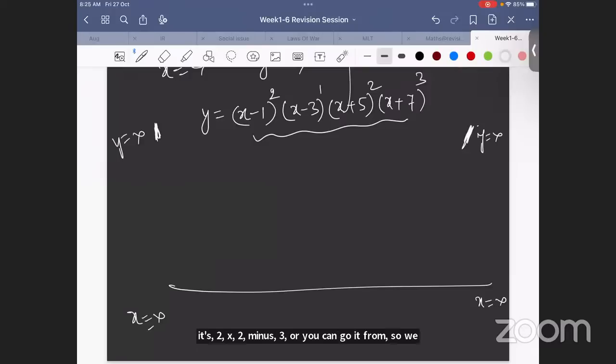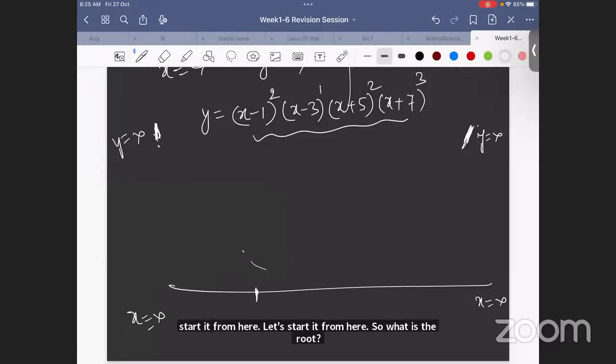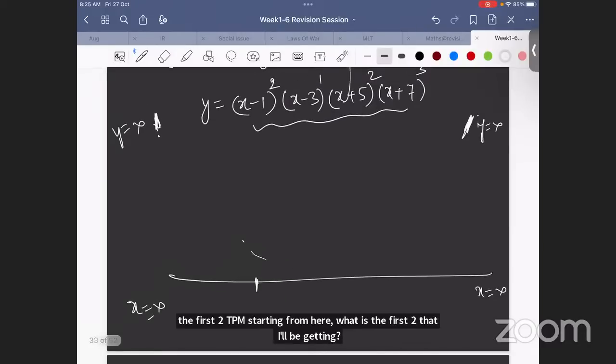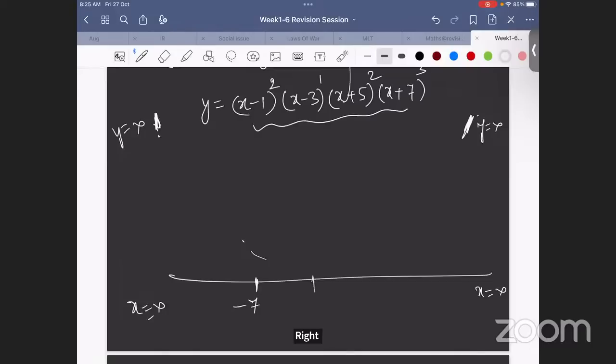So what is the root? If I'm starting from here, what is the first root that I'll be getting? 1, or minus 7? Minus 7, because I'm starting with minus infinity. So I'll be getting minus 7, minus 5, then 1 and 3. Correct? Yes, sir.